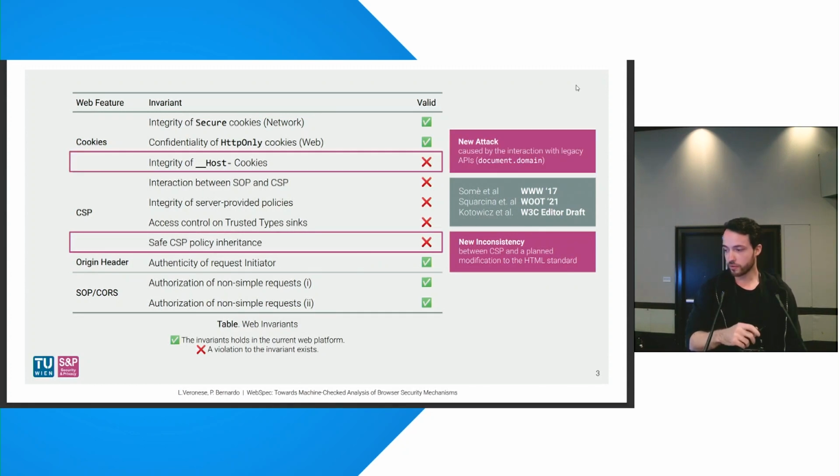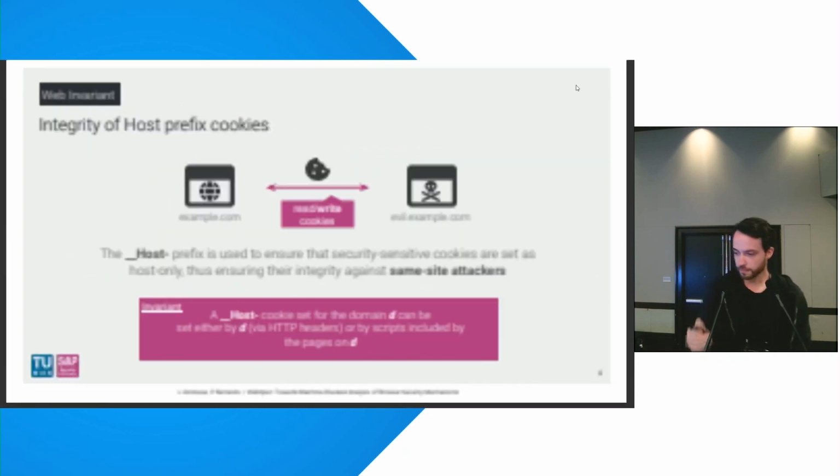The second attack, which will be the focus of the rest of the presentation, is a new attack on host cookies that is caused by the interaction with the legacy API of domain relaxation, the document.domain property, that allows to break the integrity that should be guaranteed by the host prefix.